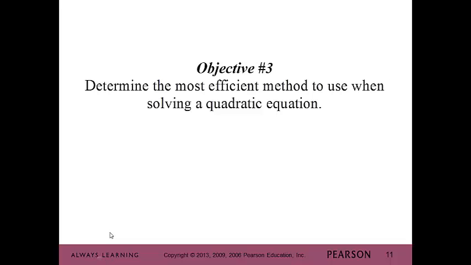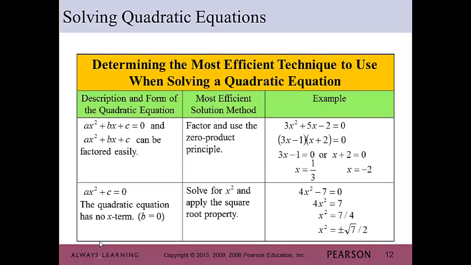Okay, objective 3. Now we're going to determine the most efficient method to use to solve a quadratic equation. So, the first one says, if you have your quadratic equation in the form ax squared plus bx plus c equals 0, where ax squared plus bx plus c can be easily factored, the method is going to be to factor and use the zero product principle.